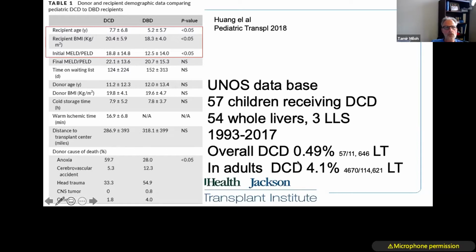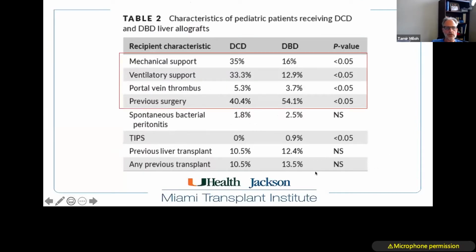And overall, you can see that the recipient age was a little bit higher in DCD compared to DBDs. The BMIs were a little bit elevated, and their initial MELD-PELD score was a little higher. But overall, only less than 0.5% of all pediatric transplants are DCDs relative to 4% in the adults. So definitely it is being underutilized.